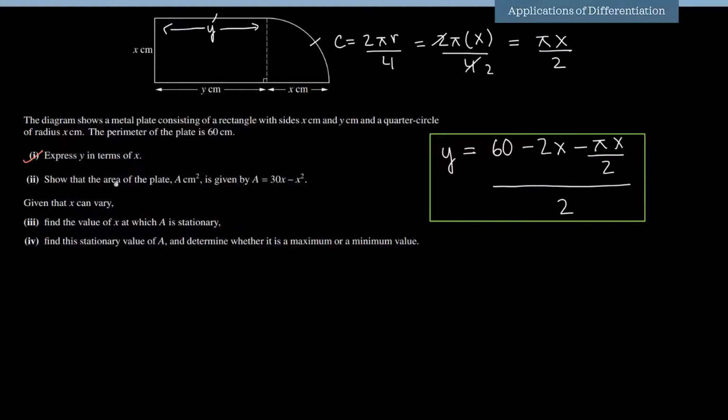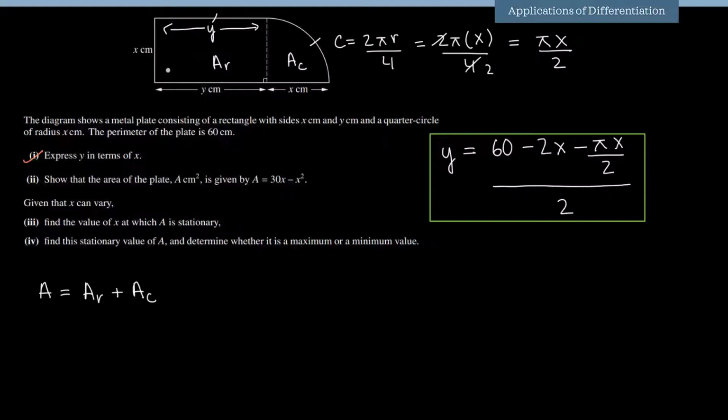In the second part, I need to show that the area of plate A centimeter square is given by the equation A is equal to 30x minus x square. So I need to find the total area of this shape. The total area of this plate can be divided into area of rectangle, this shape, and the area of the quarter circle, this shape. So area is equal to area of rectangle plus area of quarter circle.